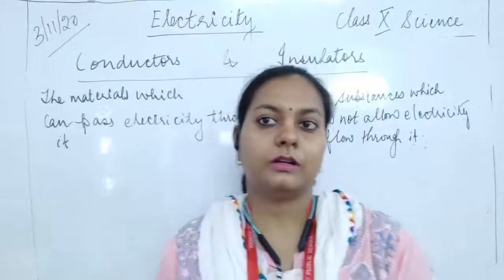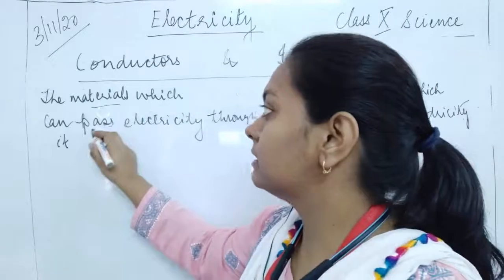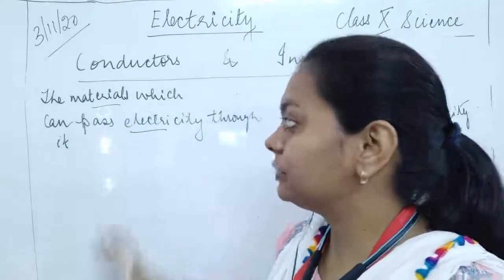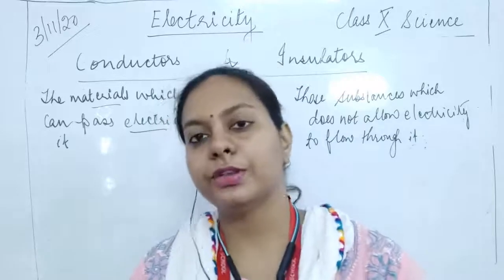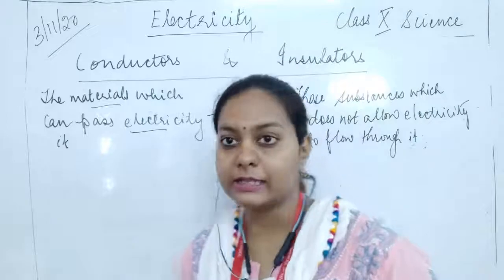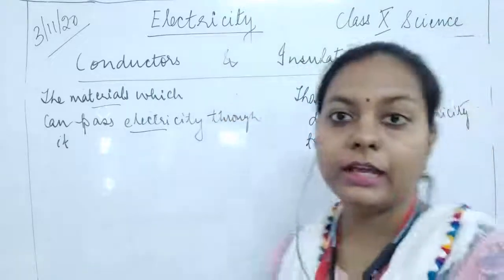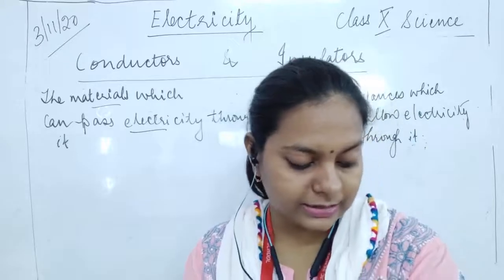So according to the definition, a substance which is letting the electricity pass through it is said to be a conductor, while the rest which are not allowing the electricity to pass through are said to be insulators. Okay, now we'll be discussing some more things regarding conductors and insulators.